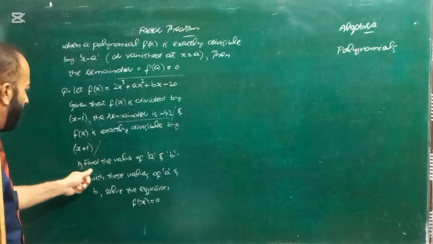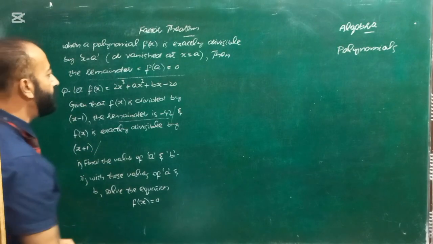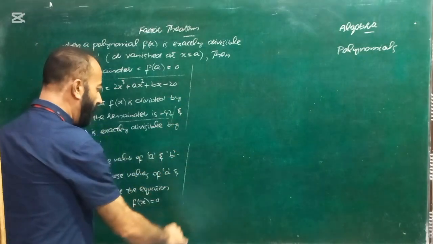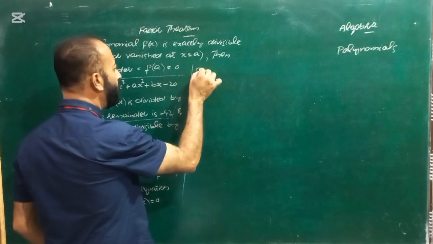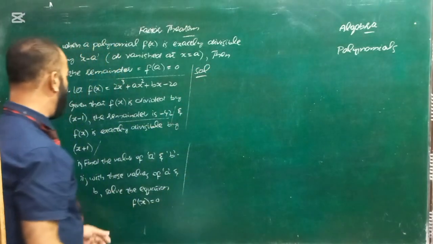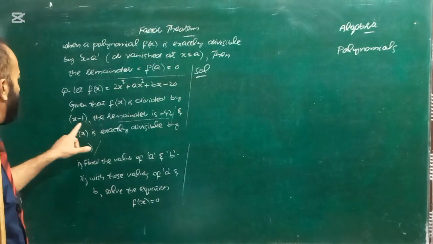Okay, first part is find the values of a and b. So look now, here is the solution. So from here it is divided by x minus 1.